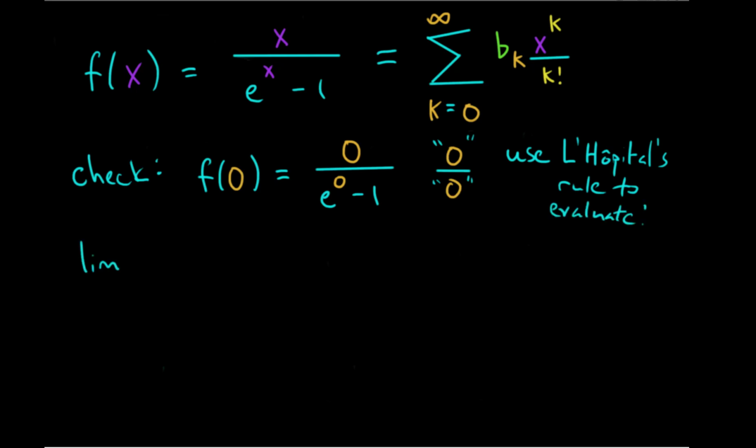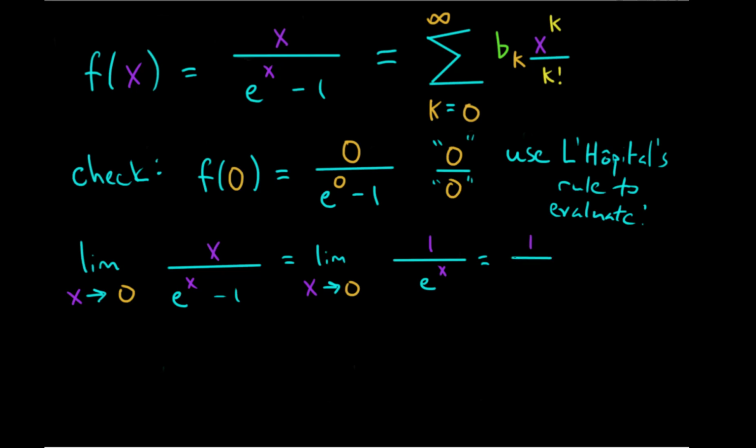So to do that, we take the limit as x approaches 0 of the function x over e to the x minus 1, and then we differentiate both the numerator and the denominator. And so this will equal the limit as x approaches 0 of 1 over e to the x, and that equals 1 over e to the 0, which equals 1 over 1, which just equals 1, and that happens to equal b sub 0, the first Bernoulli number.